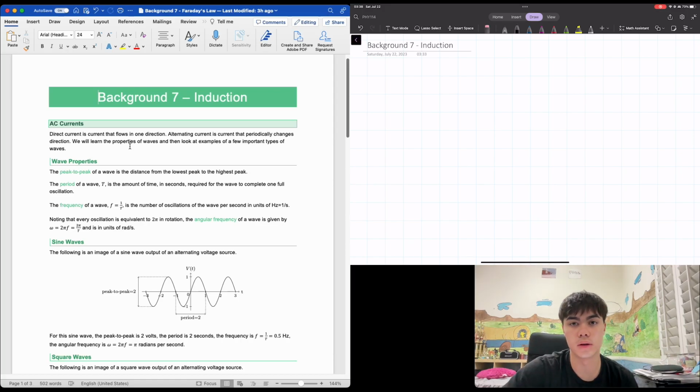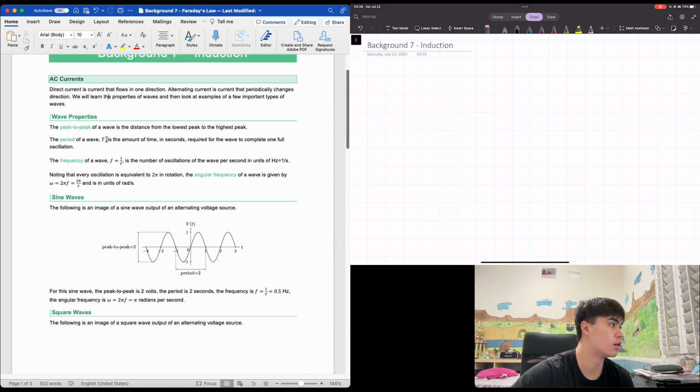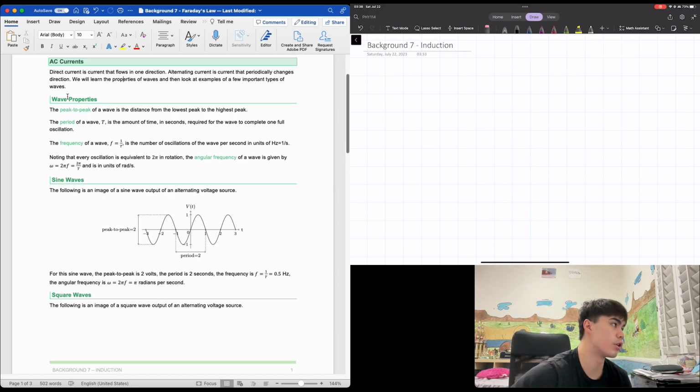Hey guys, so today we're going to go over background 7, induction. First we need to cover alternating currents. Direct current flows in one direction. Alternating current is a current that periodically changes direction. That's all the difference is. It just changes direction periodically.